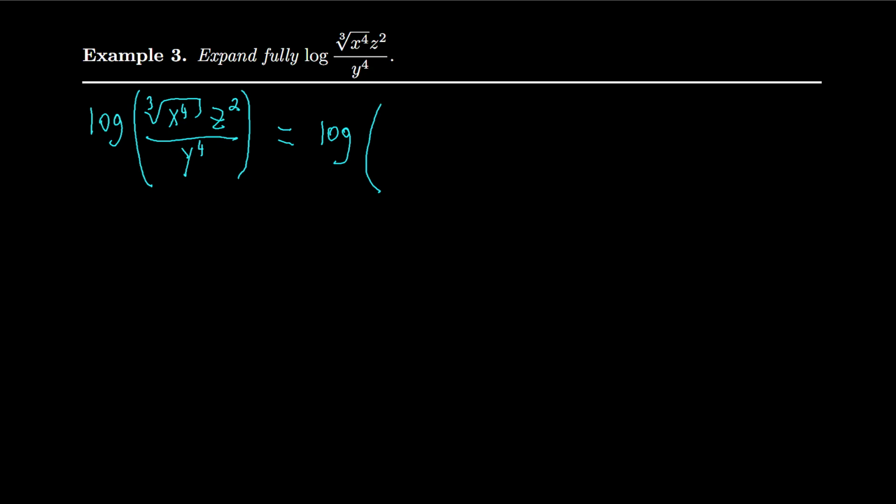So this is the log of, it's still going to be over y to the fourth. It's still going to be times z squared. But the cube root of x to the fourth is x to the fourth still, except that 4 is on 3. That is, it's being divided by 3. The cube root of x to the fourth is the same thing as x to the four thirds. So now that we've got that out of the way, this is going to be a lot easier to deal with.